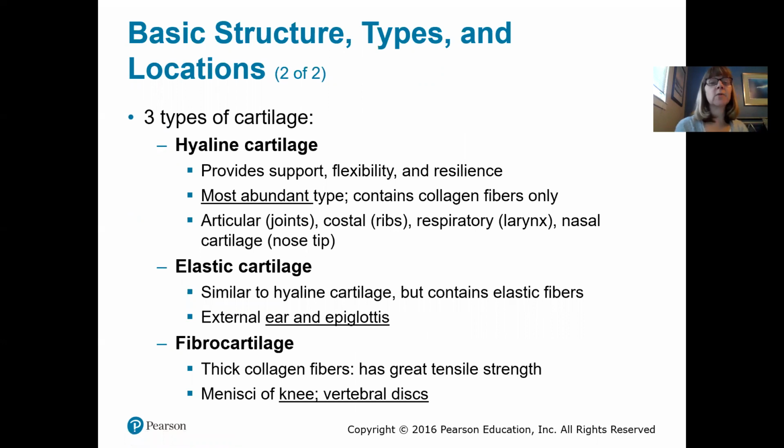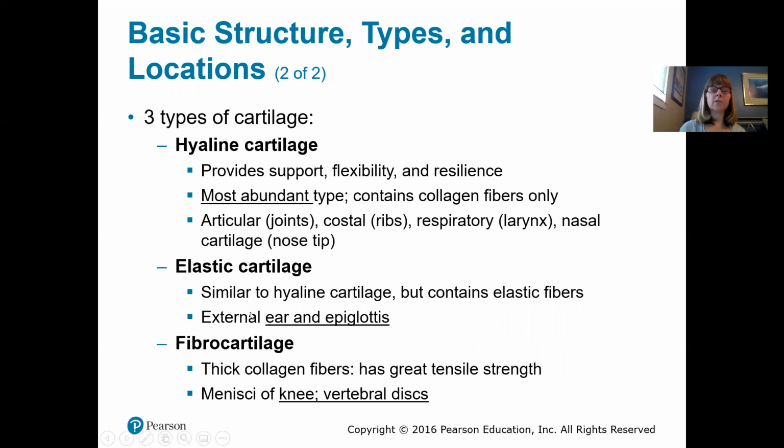There are three types of cartilage that you should be familiar with: hyaline, elastic, and fibro. We talked a little about these when we looked at the different types of tissue. Hyaline is the most common that you'll find throughout your body, in your joints, in your fingers, in your costal ribs, in your larynx and the tip of your nose. It's very flexible and resilient, mainly consisting of collagen fibers. So when in doubt, it's going to be hyaline cartilage.